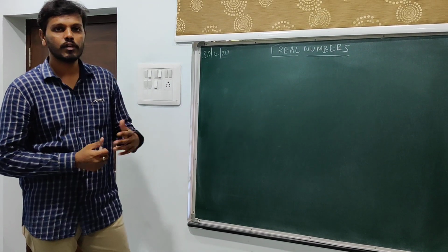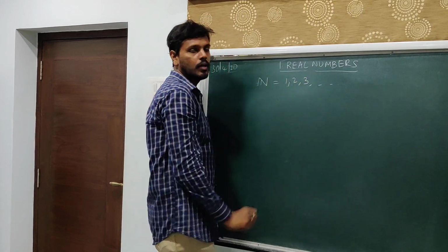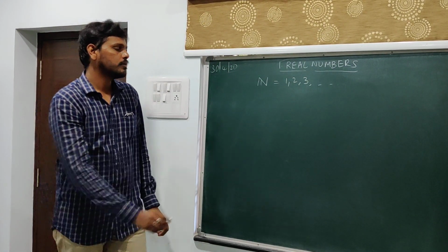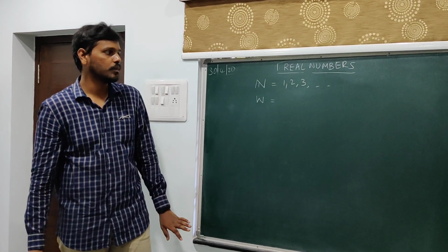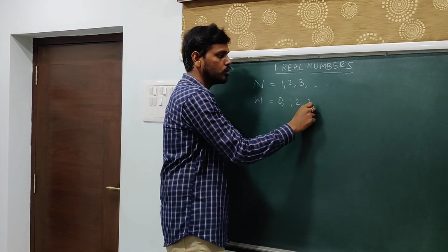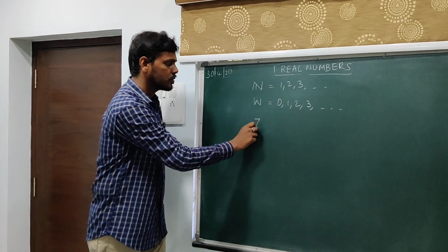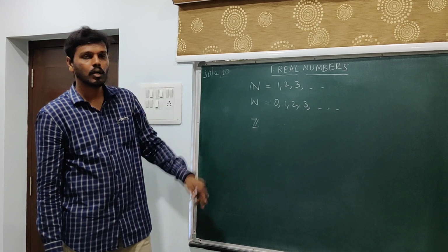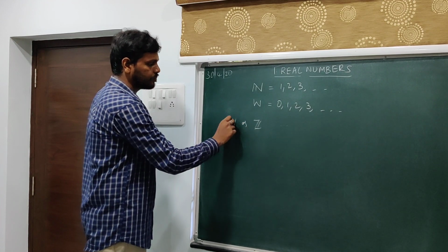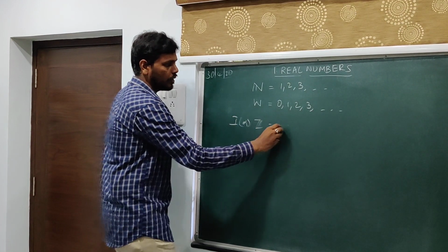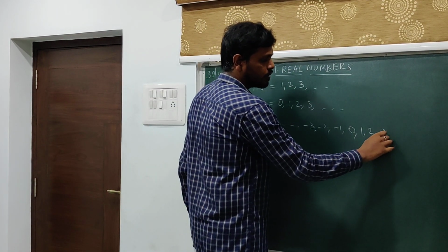The starting collection of numbers which you have learned is your natural numbers, which we denote with N, and these are your numbers 1, 2, 3, and so on. The next collection is the whole numbers, which is formed by joining the number 0 to the natural numbers, that is 0, 1, 2, 3, and so on. Now moving on, we have a new collection formed by joining negative numbers to the whole numbers, and they are called integers, and we represent integers with Z or I. And they are -3, -2, -1, 0, 1, 2, 3, and so on.